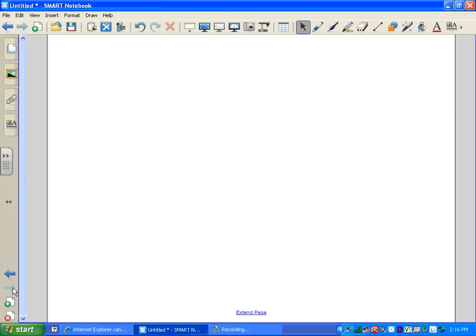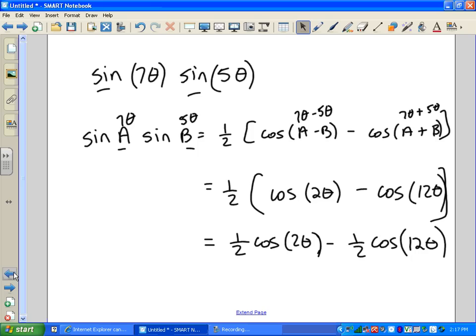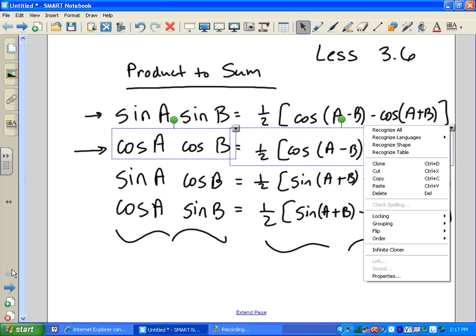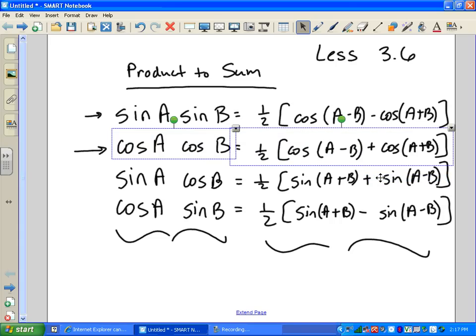Okay, let's do this one. Let's do the cosine of 2 theta times the cosine of 6 theta. Okay, so notice this one is the cosine one. So I'm going to go back. Let's look at those identities here. We're going from a product to a sum. So cosine, notice that's this one. Okay, so I'm going to copy this one because I'm lazy and just paste it over here.